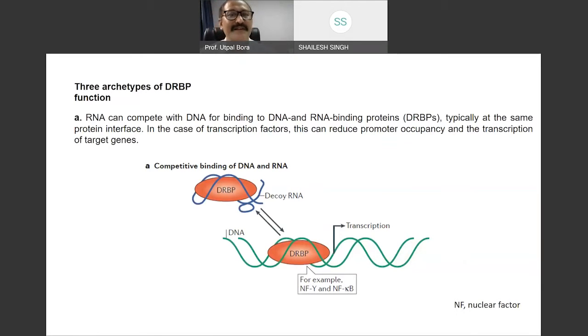Overall, there are three archetypes of DNA RNA binding protein function. Number one is that in this case, you can see this decoy RNA can compete with DNA for binding to DNA and RNA binding proteins, typically at the same protein interface. In the case of transcription factors, this can reduce promoter occupancy and the transcription of target genes. So here, the favored site is the same for both of them. So that's why sometimes RNA will try to replace DNA by binding to it.